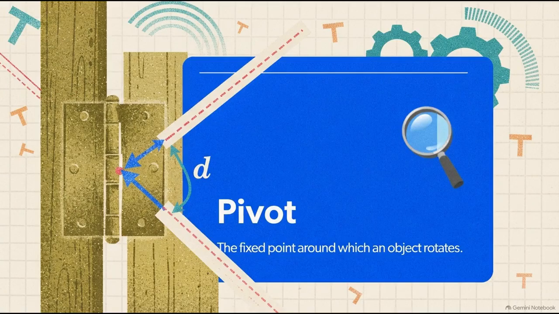Now, we do need to be super precise about one thing. That d in our formula isn't just any random distance. It is strictly the perpendicular distance from the line of action of your force straight back to the pivot. And the pivot is just the fixed point around which the object rotates. So in our door example, the hinges are your perfect pivot point.